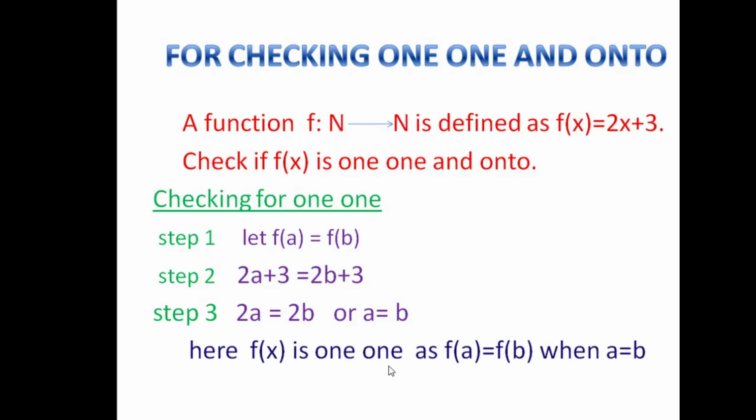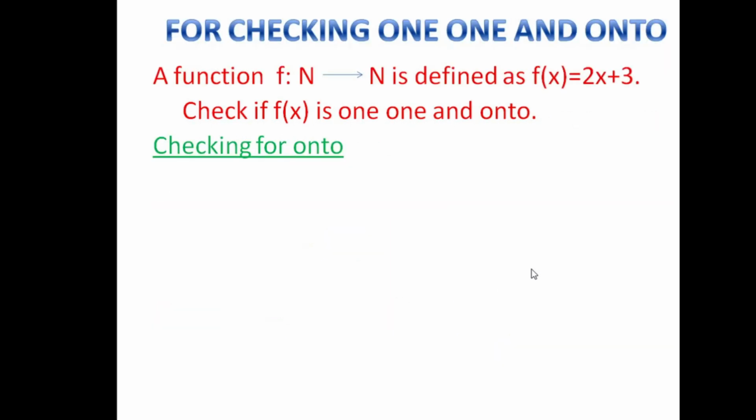So f(x) is one-one as f(a) equals f(b) when a equals b, meaning two images are equal when these particular values are equal. So there will be no two different values for which you will have two same images. This is the way to check whether the function is one-one or not.